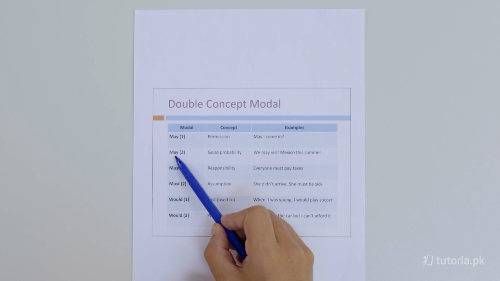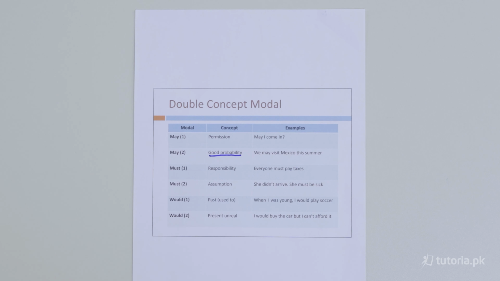May I go to drink water? May I sit? All these sentences in which you use the word may are actually asking for permission. Here the word may is used to ask for permission. Now look at the second may.